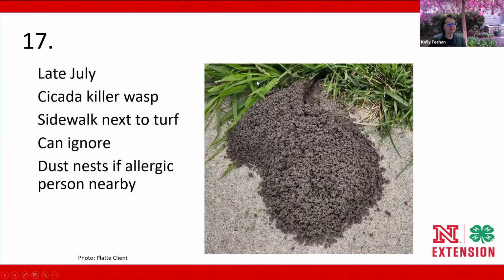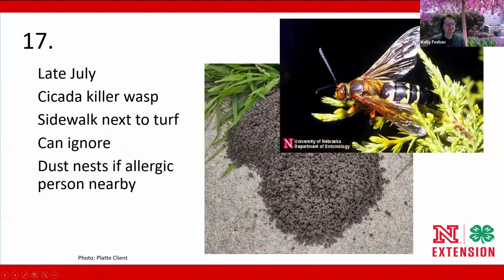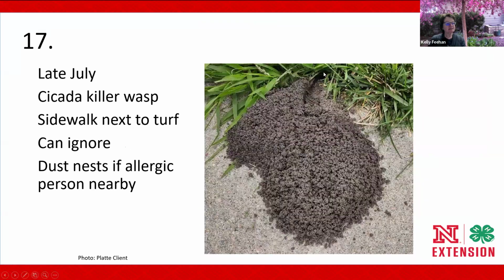What causes this pile of dirt, frequently along sidewalks or driveways, is where we'll see it. But that adult, the cicada killer wasp, is creating a nest. It's called a cicada killer because once they get that nest built, they sting and paralyze the cicada and drag it into the nest. They lay an egg on it, and after the egg hatches, it feeds on the cicada in the nest, and then pupates and emerges the next year.